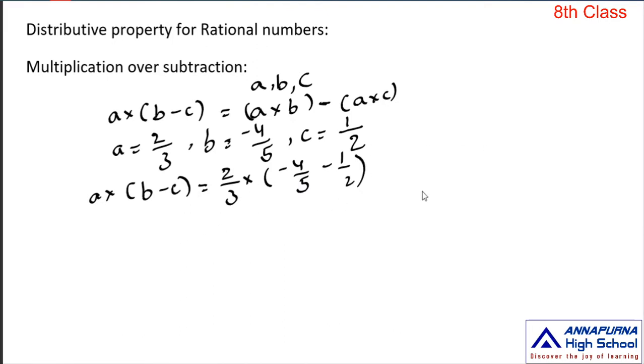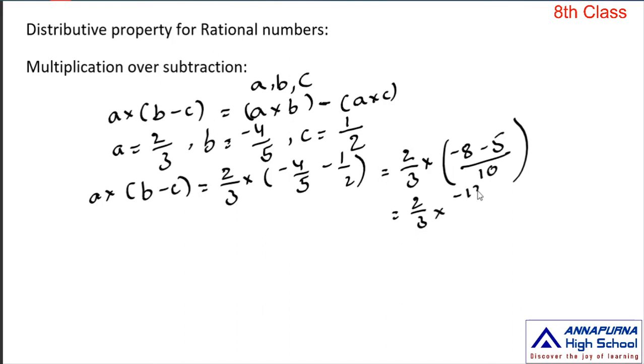So simplify this. It is equal to 2 by 3 into minus 8 minus 5 by 10. It is equal to 2 by 3 into minus 13 by 10. 2 tens are 20, 5 times... so it is equal to minus 13 by 15. 3 fives are 15.